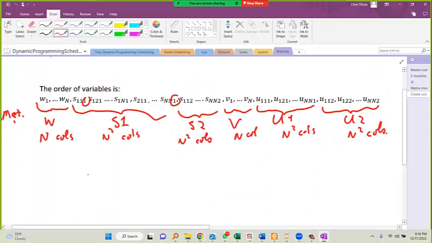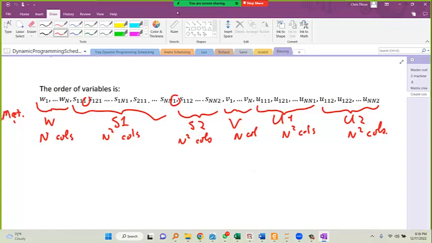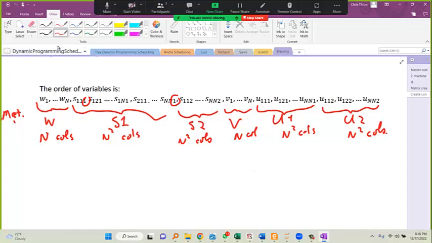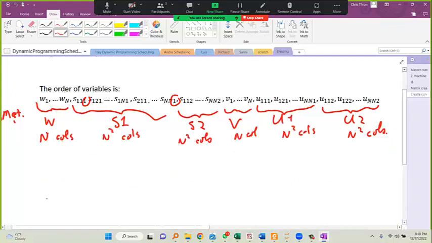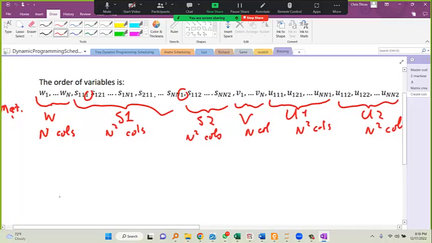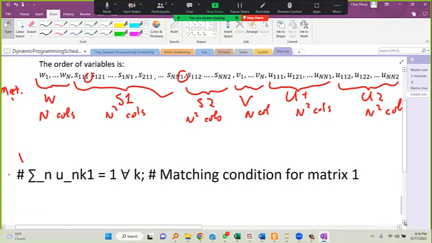All right. So we want to create W, S1, S2, V, and U1 matrices for this constraint. Don't know why it's doing that. Okay, so I need to go down here. Okay, there we have. All right, now I want to create.